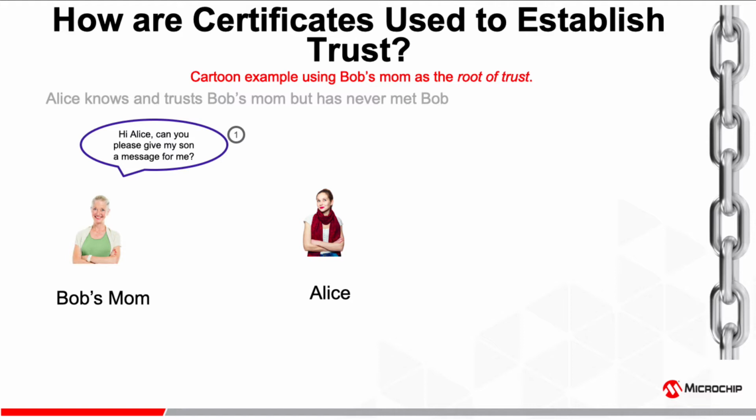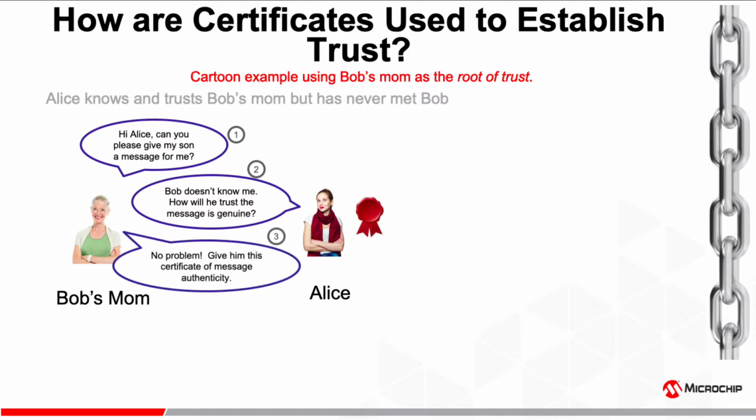In this cartoon example, we assume that Bob's mom and Alice know and trust each other, but Alice has never met Bob. Of course, Bob knows and trusts his own mother. Bob's mom happens to know that Alice will bump into Bob later on today, so she asks Alice, "Can you please give my son a message for me?" Alice responds, "Bob doesn't know me. How will he trust the genuineness of the message?" "No problem. Give him this certificate of message authenticity. With this certificate, he will be able to realize the message comes from me and no other, and he'll be able to trust it."